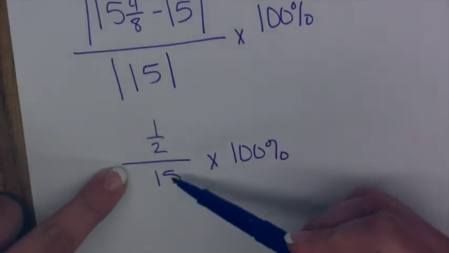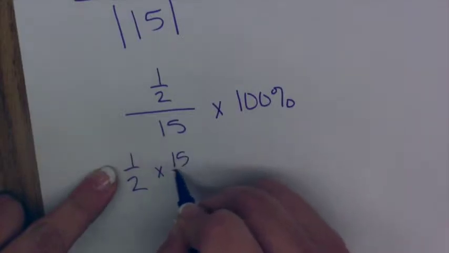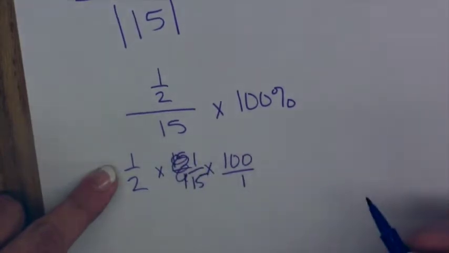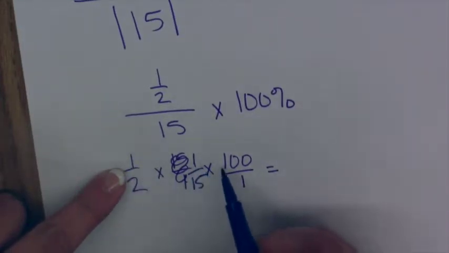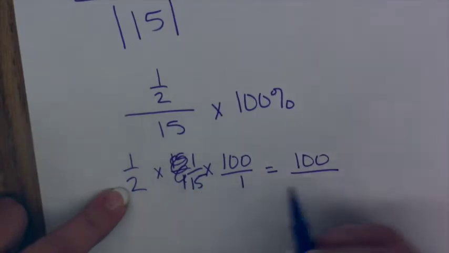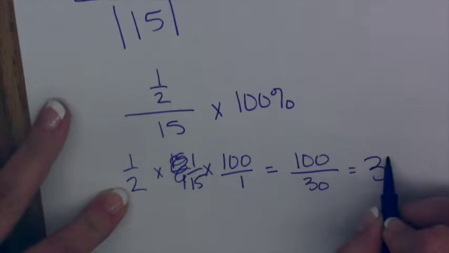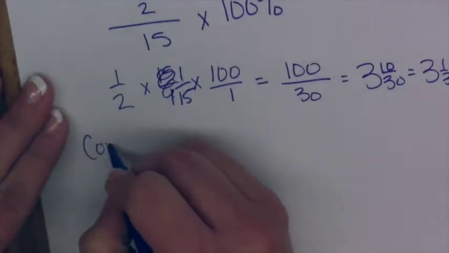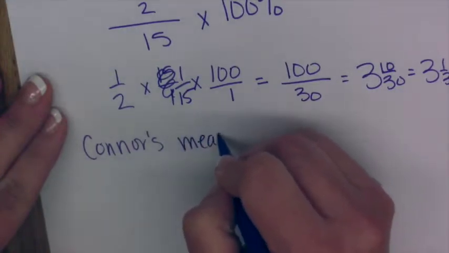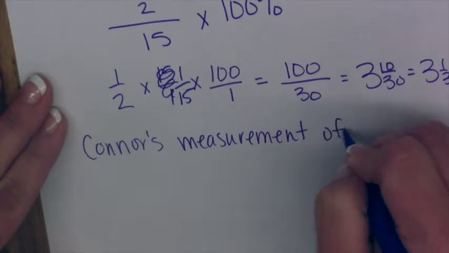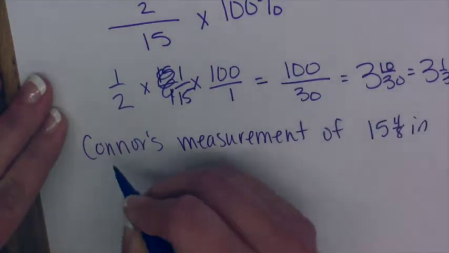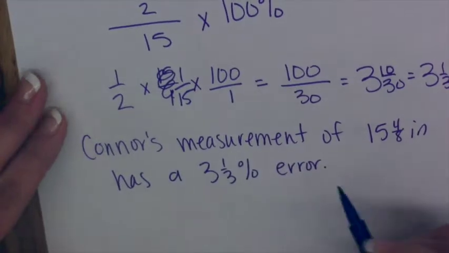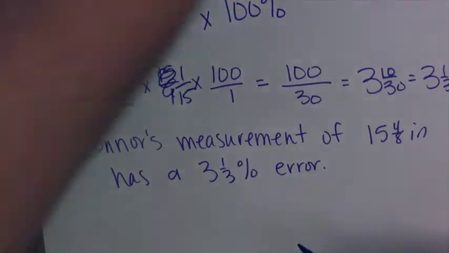To divide our fractions, we are going to keep, change, flip. 1/2 times 15 over 1 times 100 over 1. Oops, sorry, I didn't flip this. Let's try that again. 1 over 15. So now we can multiply 1 times 100 is 100. 2 times 15 times 1 is 30. When we simplify this, we get 3 10/30, which is 3 1/3%. So this means Connor's measurement of 15 4/8 of an inch has a 3 1/3% error.